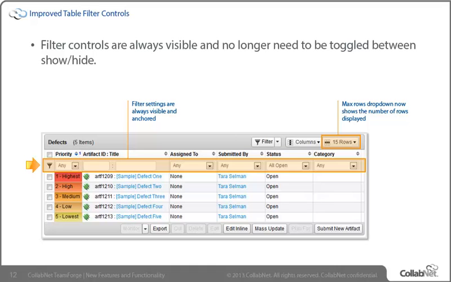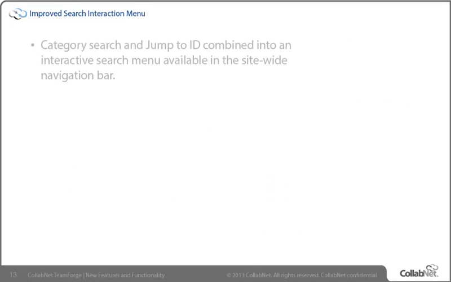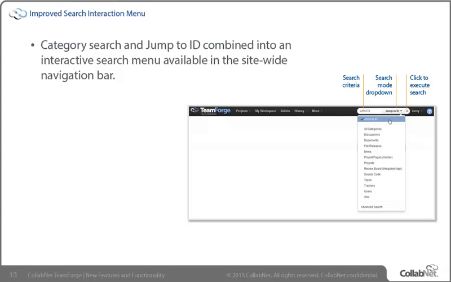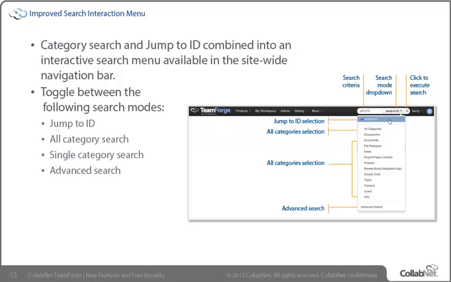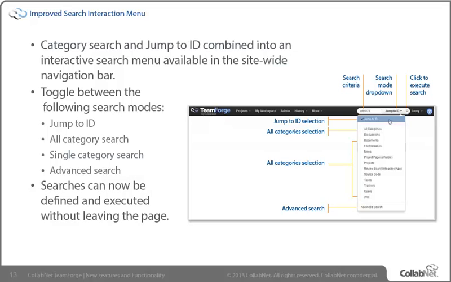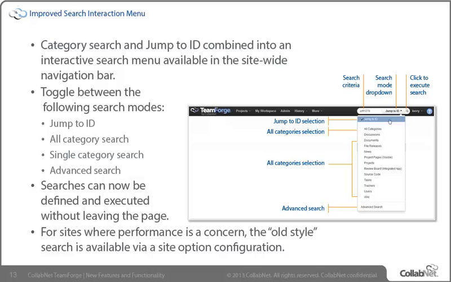TeamForge 7.0 has an enhanced interactive search menu so that you can now choose between a variety of search modes, such as Jump to ID, All Category Search, Single Category Search, and Advanced Search. Because this interactive search menu resides on the site-wide navigation bar, you can now search without leaving your current page. And for those sites where performance is a concern, the old-style search can be set as the default via a site-level configuration option.